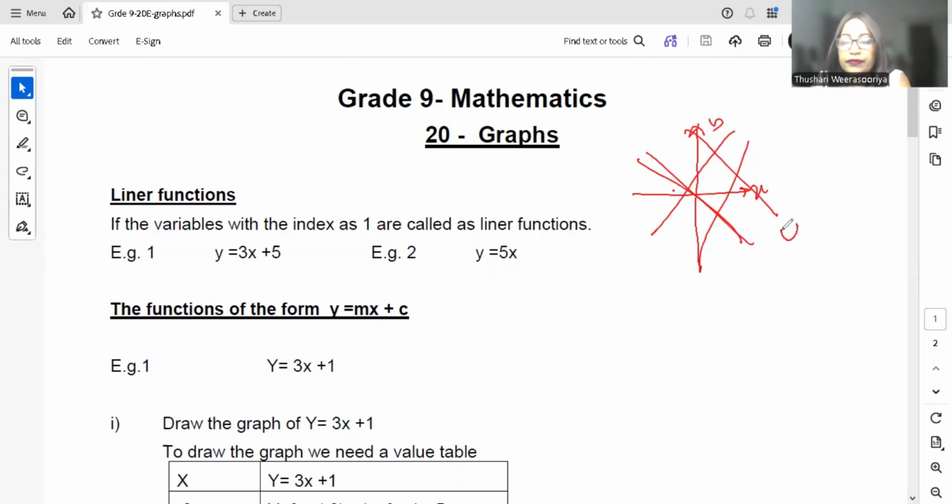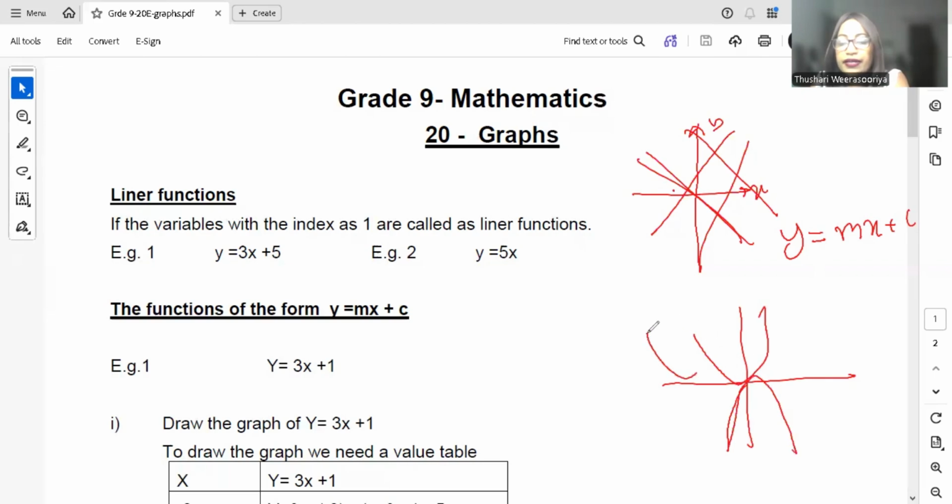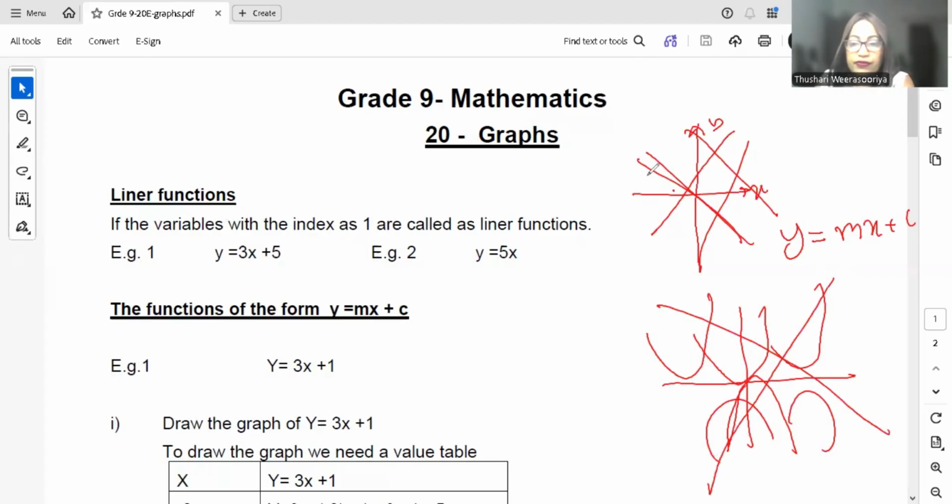The general function of the straight line graph is y equals mx plus c. When you go to grade 10 and 11, you are learning curve graphs like this, and these type of graphs. But in grade 9, we don't do this type of graphs. Only y equals mx plus c graphs. Got it? Right.